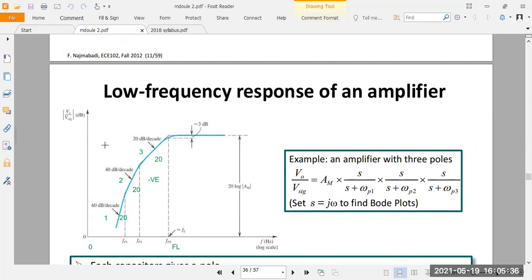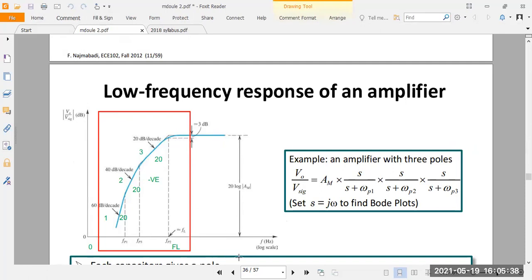Here they have taken the lower frequency range, from hertz to 10 kilohertz. In this range, the gain is falling in three stages. This one is the first stage, this one is the second stage, and this one is the third stage. In the first stage, the gain falls at 20 dB per decade. In the second, it falls at 40 dB per decade, and in the third, almost 60 dB per decade.